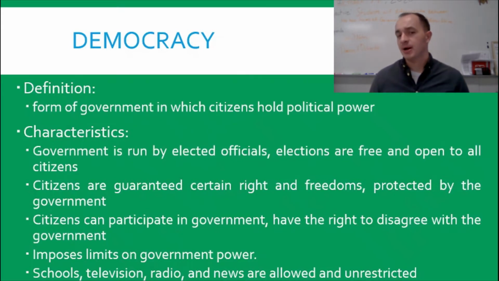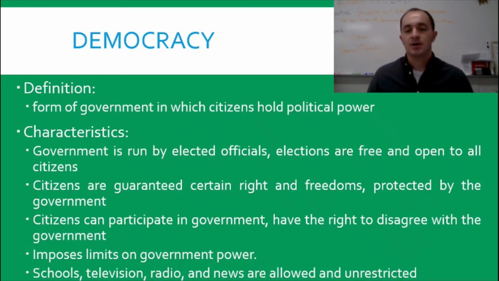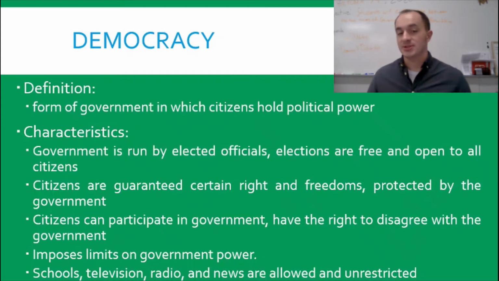We often see democracies in the form of things such as republics, which have an elected body. So characteristics of democratic governments: government is run by elected officials. Elections are free and open to all citizens. Citizens are guaranteed certain rights and freedoms protected by the government. Citizens can participate in government and have the right to disagree with the government. So every citizen is able to run for political office or join a certain political party or anything they would like.